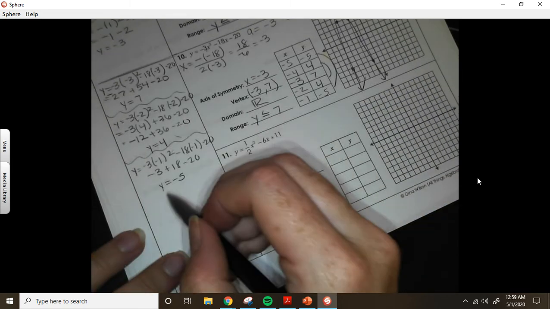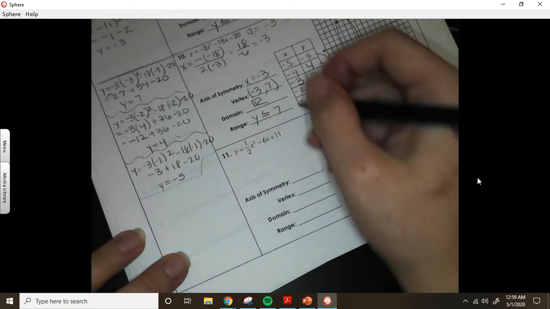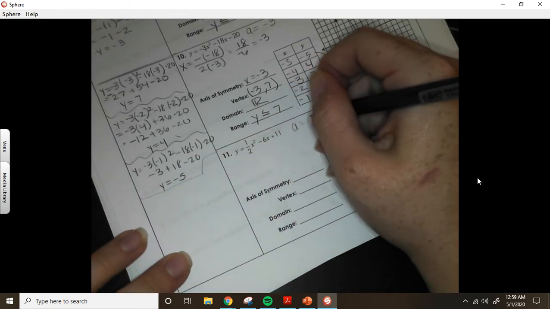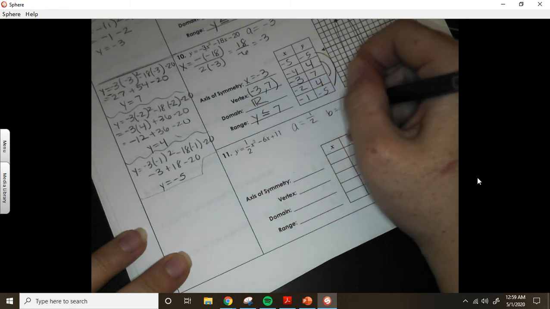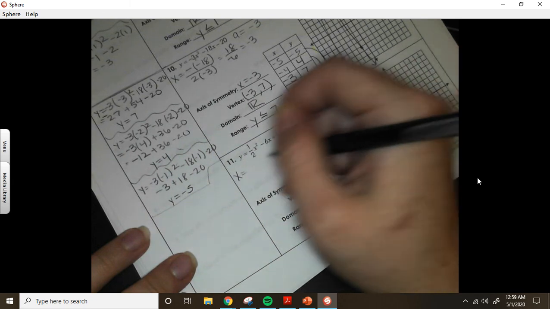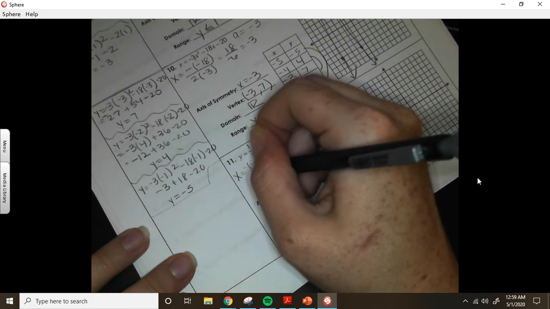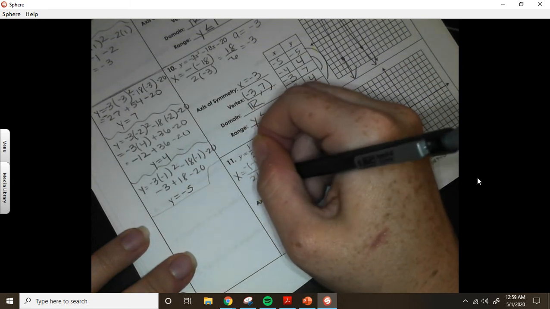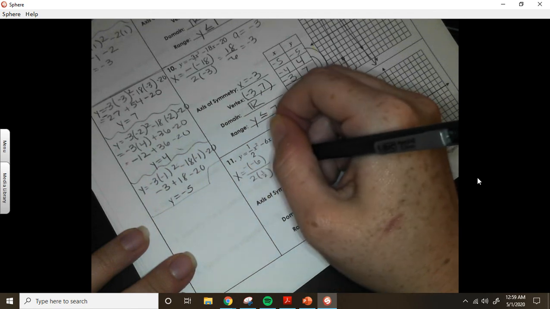The last one. Oh, fraction, of course. This is going to be a fun one. A is equal to 1/2. B is equal to negative 6. So x is equal to negative 6 over 2 times 1/2, which is 1.